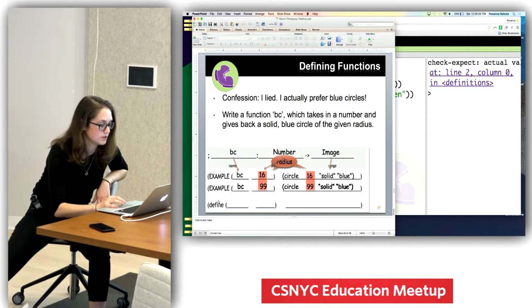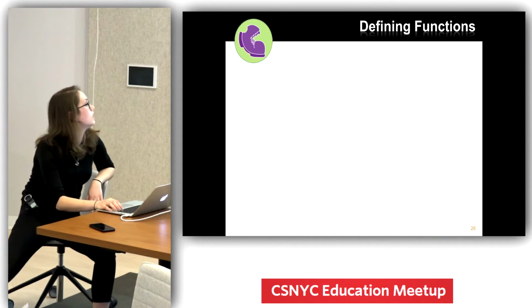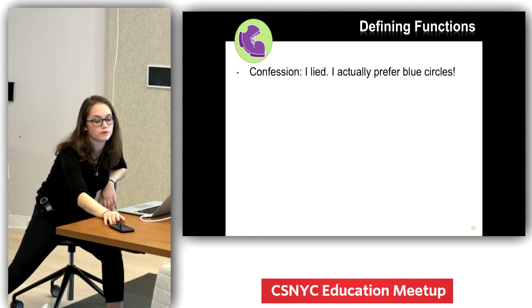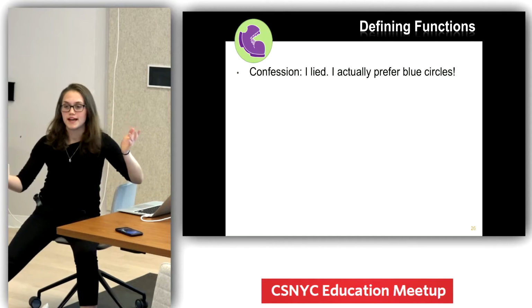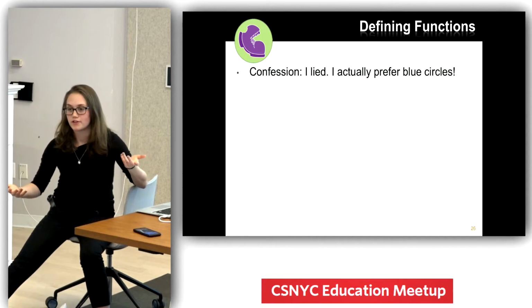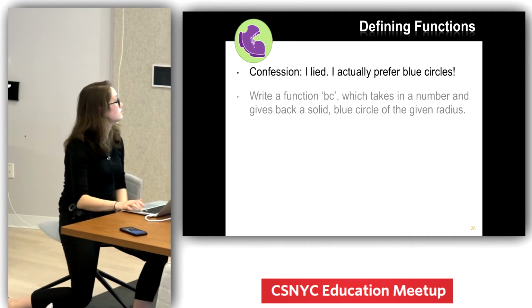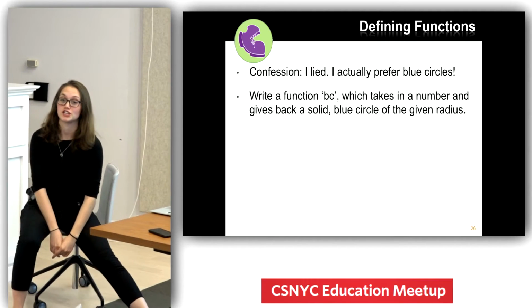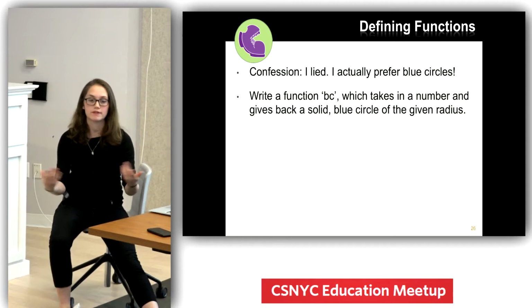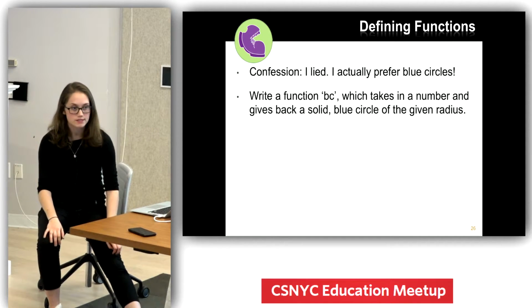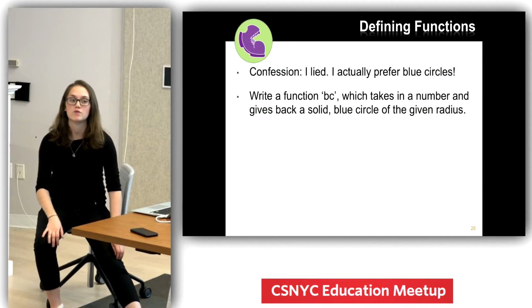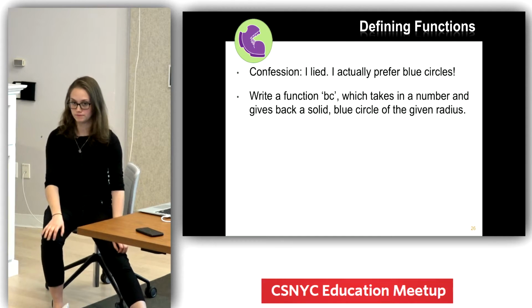All right, let's do one more design recipe. Maybe even two. So I lied. I actually really like blue circles, which is true. I like the color blue a lot more than the color green. So now I need you guys to help me write a function called BC, which will do the same thing. It's going to create a blue circle that's solid, and the radius will be whatever radius I give the function.